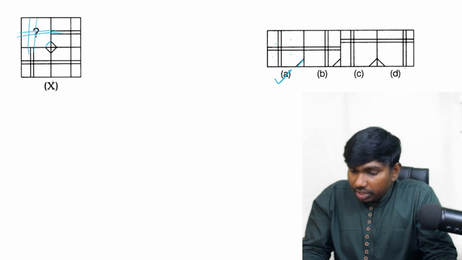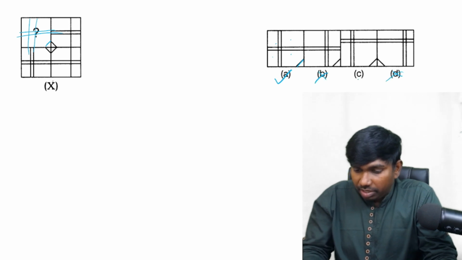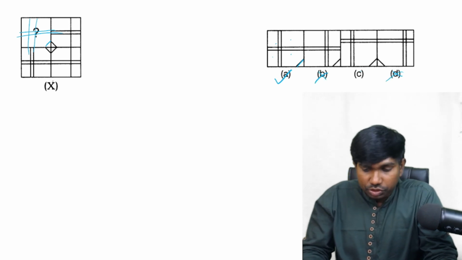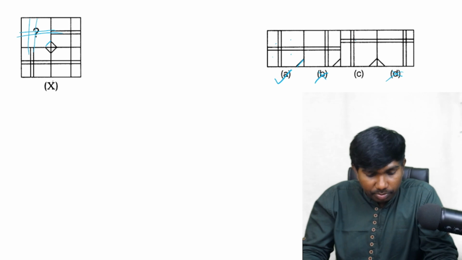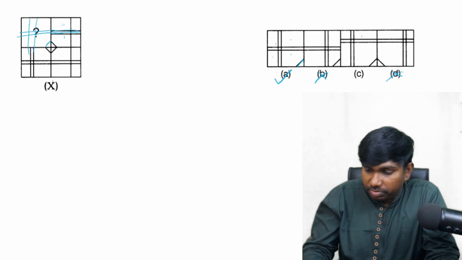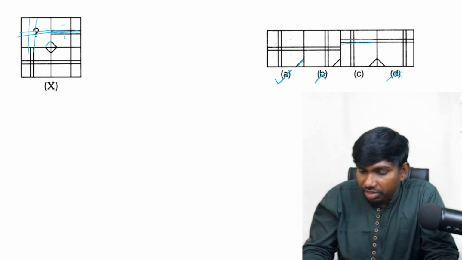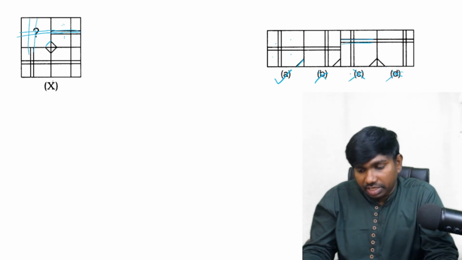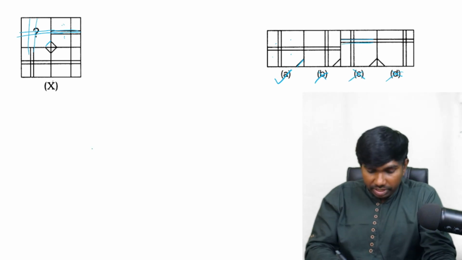Yes. And if you observe, B and D cannot be, but C is also nearest to the answer. But see, the problem is these lines are exactly in the middle of the total square box. But here the horizontal lines are not in the middle of the square box. This cannot be the answer. So option A is the correct answer.